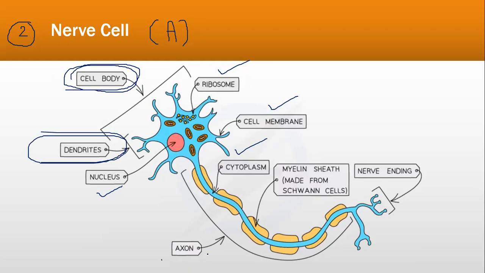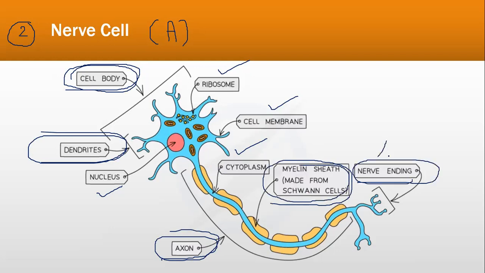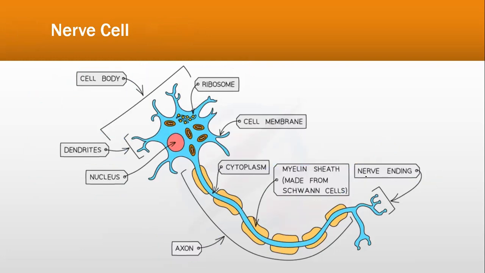Then we have an axon, ये जो आपकी पूरी बैकबोन है नर्व सेल की, a myelin sheath made from Schwann cells, and a nerve ending. These are the specialized structures present in a nerve cell that differentiates it from a typical animal cell. और इसका function क्या है? To carry out coordination, control, and transmit electrical nerve impulses from the brain throughout the body.